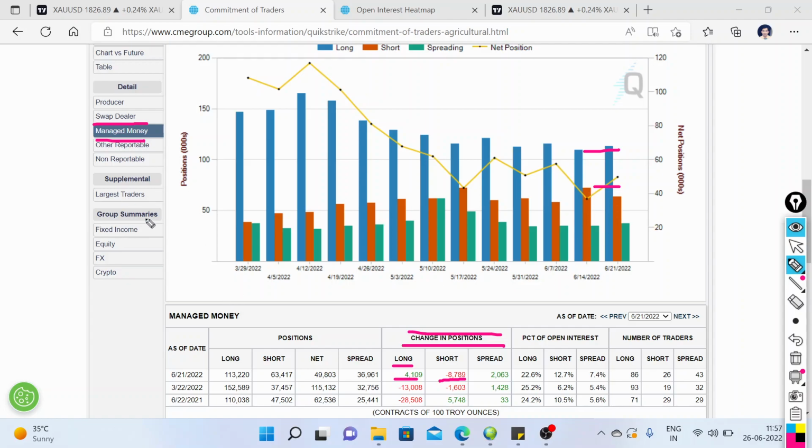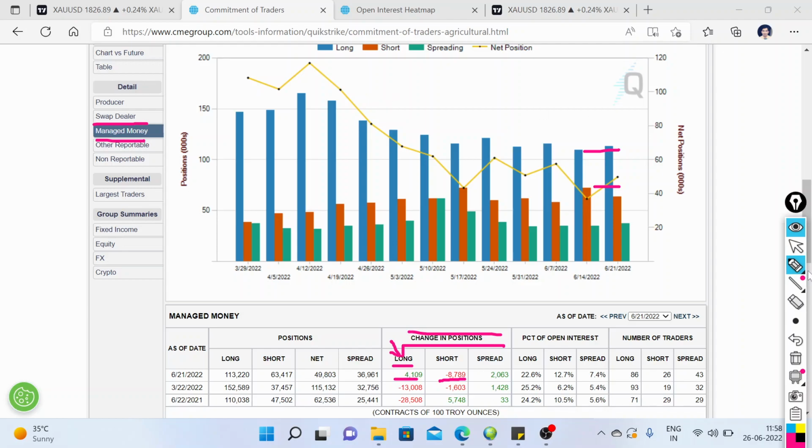So from the data of this week's COT report, we can say that this sentiment and behavior, where they are adding money in the long, indicates a bullish move. The sentiment from the COT report is bullish, so we can say that this is a bullish sentiment for gold for this coming week.